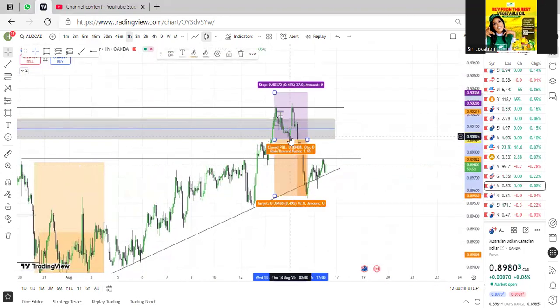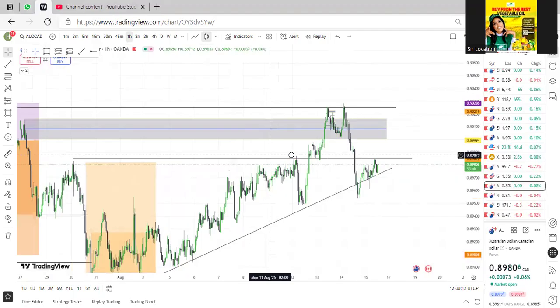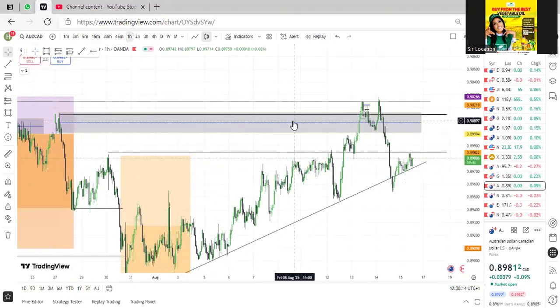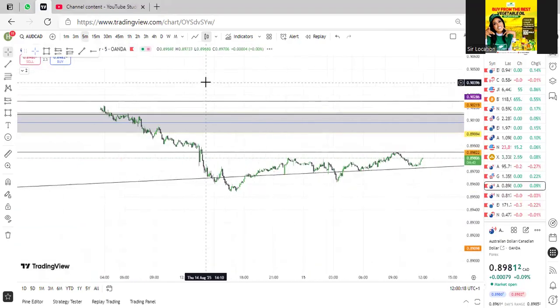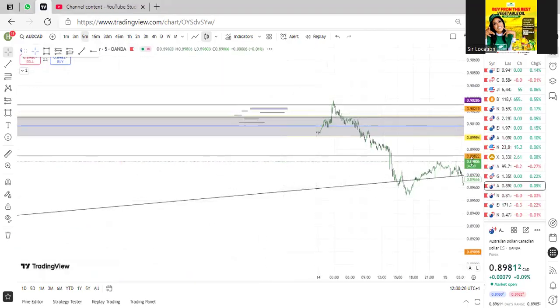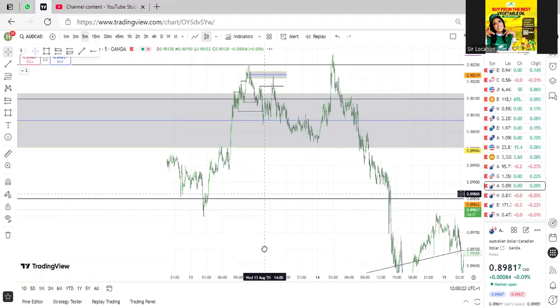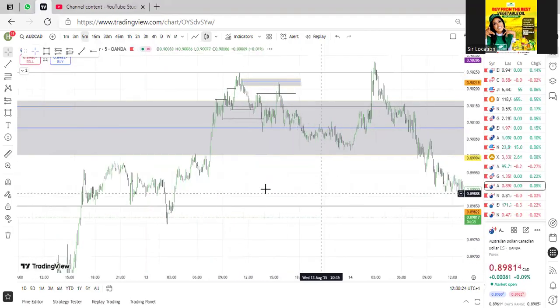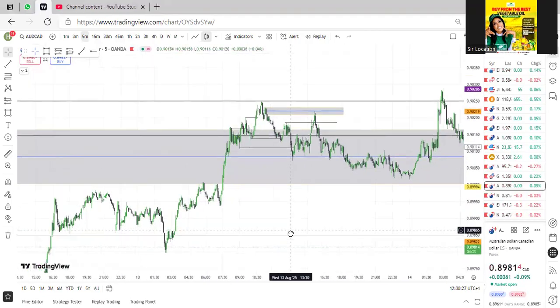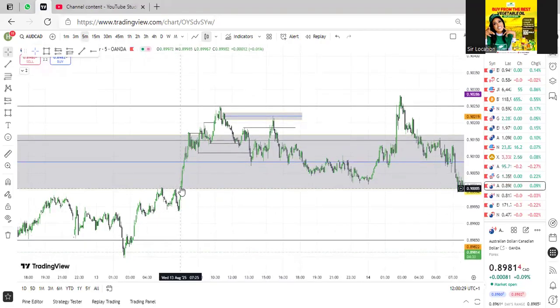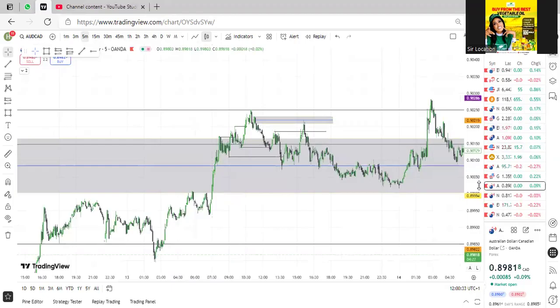Now, let me delete this so that it will be more clear. Now, this is my point of interest. What you need to do is come to your 5 minutes time frame. Then you'll be very, very active on your 5 minutes time frame. Look at this. You could see that the market even swept out all this high at your point of interest.